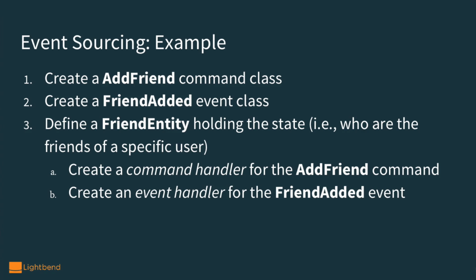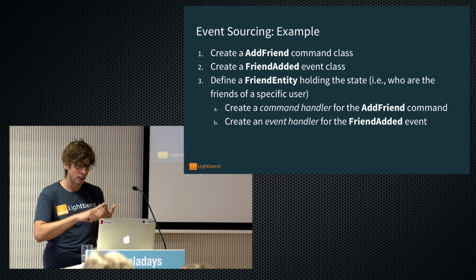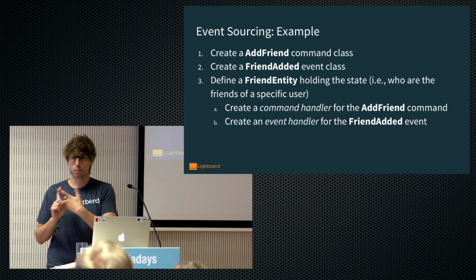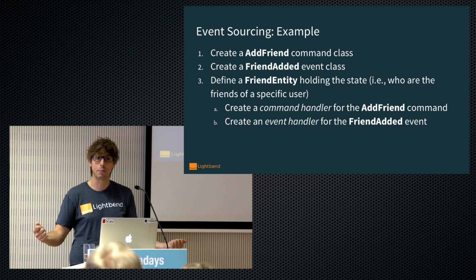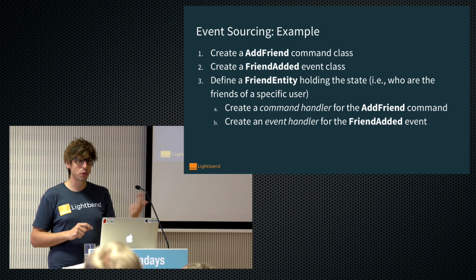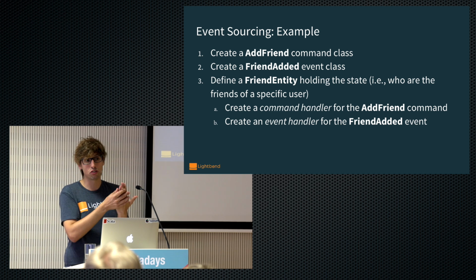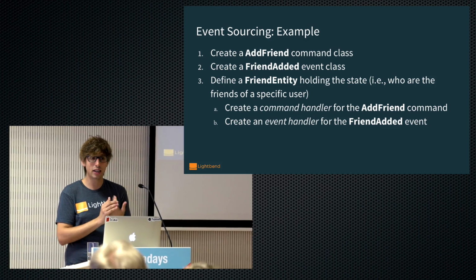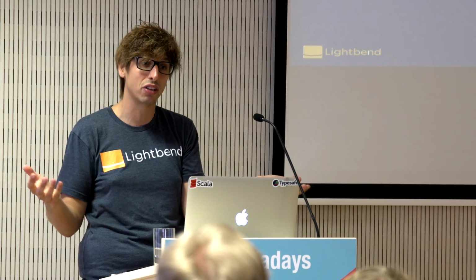So let's split this into different steps. We want to create an add friend command class. Why? Because we want to express the desire of adding a friend to the system. Then we have a friend added event, because that defines the fact that, yes, I was able to add a friend. So that happened. And finally, we have a friend entity that will have to manage these commands and produce events for these commands, all right? And update the state of the persistent entity, and the sum of all the persistent entities defines the current state of the application.